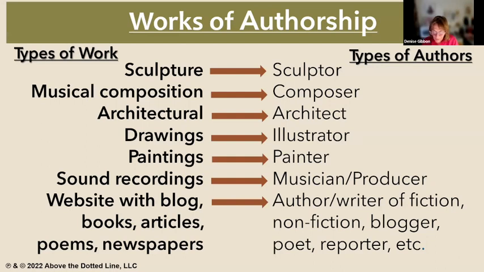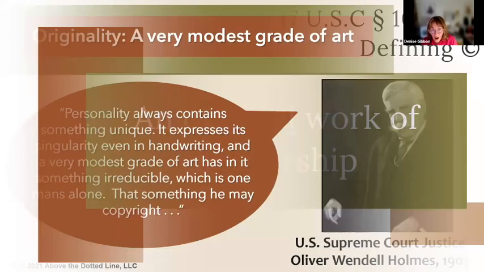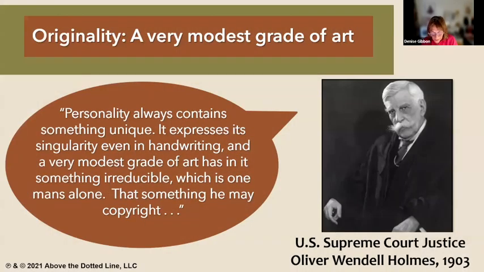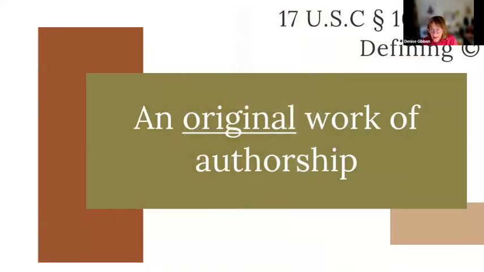So we've got works of authorship by various kinds of authors, but they're all generally referred to as authors. Sculpture, a sculptor; musical composition, a composer; architectural plans are subject of copyright, architect, etc. Next, our next word, we skipped one, I think, go back, is original. So we've got an original work of authorship. Next.